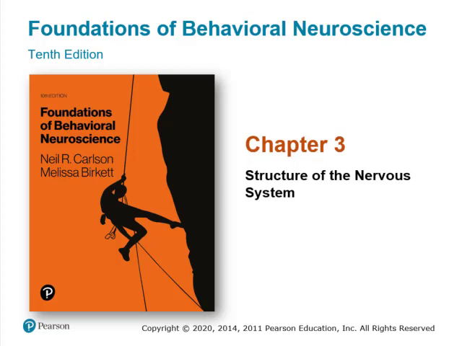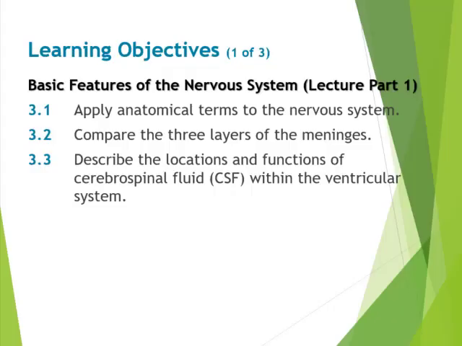Part 1 is going to focus on these basic learning objectives. First, you're going to get experienced with the anatomical terms used to describe the nervous system. And we're going to compare the 3 layers of the meninges, and describe locations and functions of cerebrospinal fluid in the ventricular system. So this is all in part 1 of the lecture.